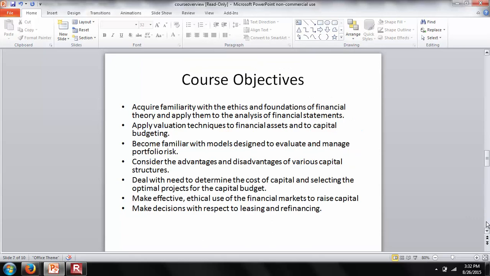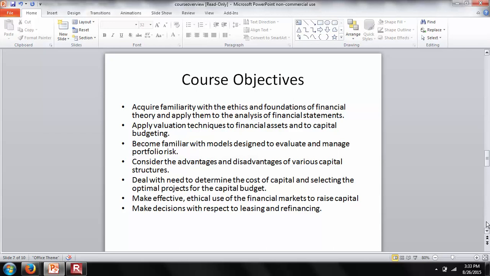Now, what are some of the objectives of the course? The first is acquire familiarity with the ethics and foundations of financial theory and apply them to the analysis of financial statements. So, in the introduction, we'll talk about some of the ethics, and we'll also talk about the foundations of financial theory. And in chapter 2, we'll talk about the financial statements. So, the main financial statements are, we have the cash flow statement, we have the income statement, and we have the, so these are what we see.